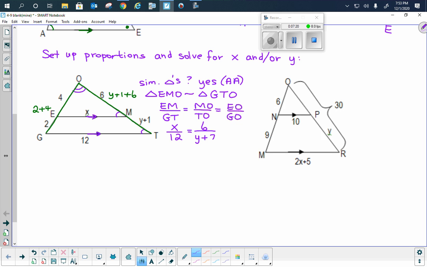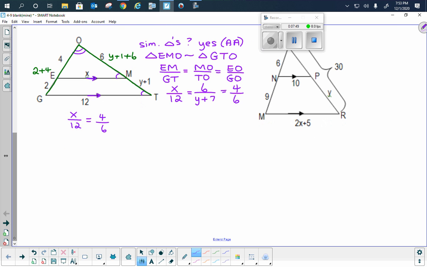Okay. And then EO is 4, and GO we already did. We added the 2 and the 4 to get 6. There we are. Okay. I'm going to think smart, do some cross multiplication to solve for x and y. If I think of those as fractions 1, 2, and 3, I'm definitely going to put 1 that has only x with 3 that has only numbers. Up to you if you're reducing. Those numbers are not that big.